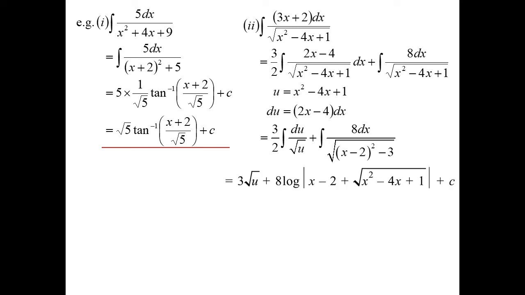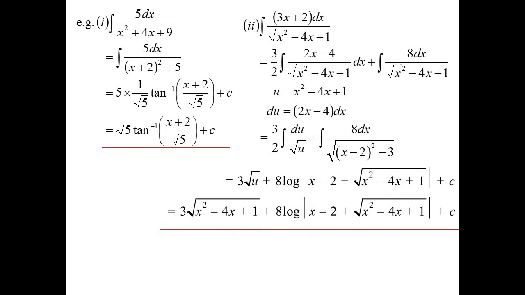So it's the log of x, or in this case x minus 2, plus, and then you just match the square root. Now I didn't leave it in the completing the square form, I just went back to what the original square root was. I've still left it as root u, hang on. Let's put the u back in. And there's our final answer. So 3 root x squared minus 4x plus 1 plus 8 log x minus 2 plus the square root of x squared minus 4x plus 1 plus, of course, a constant.